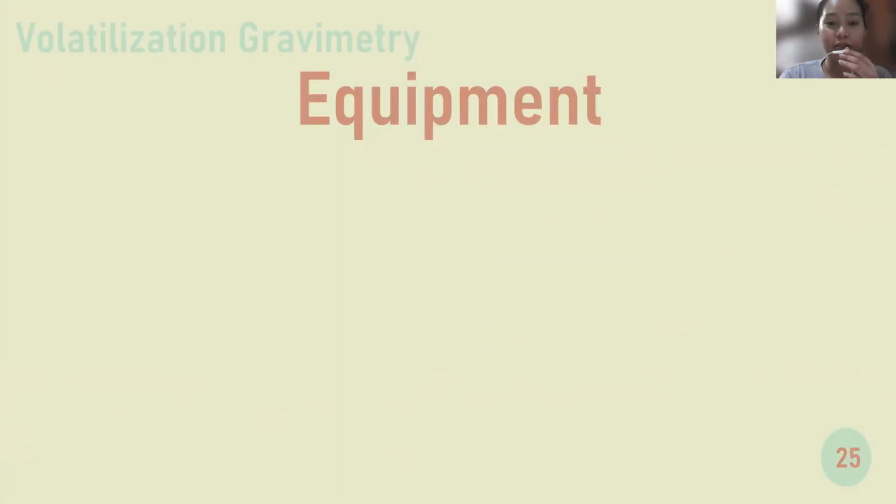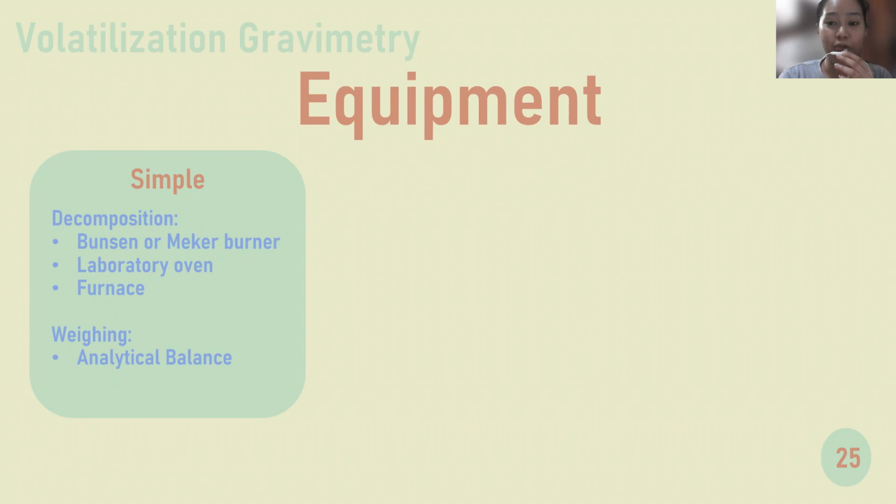Equipment used in volatilization gravimetry can vary from simple to more complex setups. With a simple experimental design, the decomposition of the sample can take place with the use of a burner, lab oven, or a furnace, and its residue can be weighed using an analytical balance.